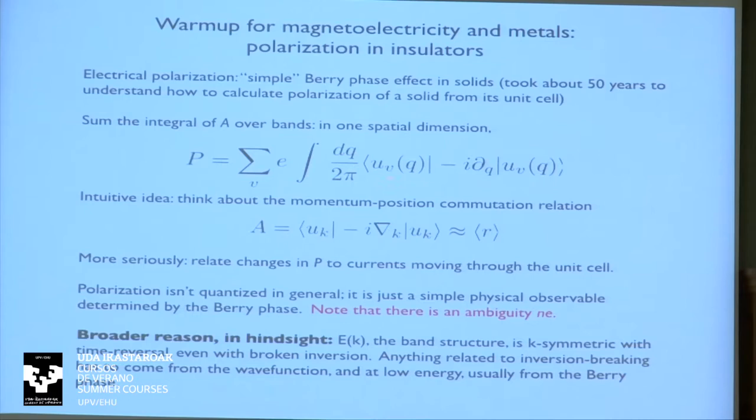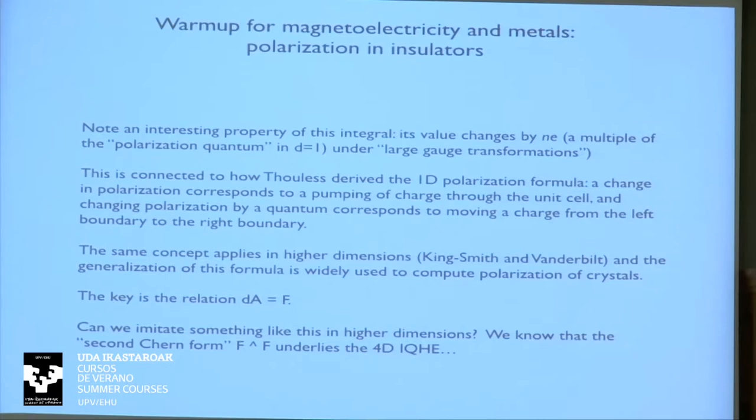And I'm not going to say too much about it, but one key aspect of this formula, which you already heard from Titus, is it has an ambiguity. It's not perfectly well defined. It's actually ambiguous by an integer times charge. So I'll try to remind you of why that's true and why it's okay, because that ambiguity is good if you want to get a Z2 invariant. So the property of that loop integral of A is that it's not totally invariant. Under some gauge transformations, it will actually jump by NE, but we think that's physically correct.